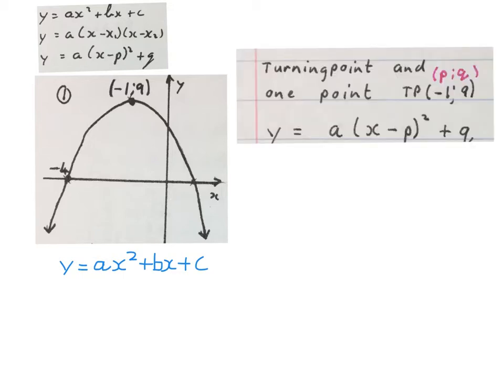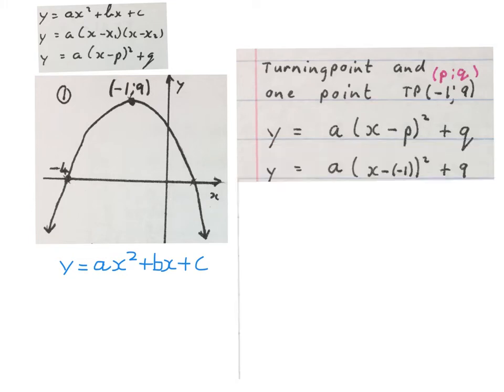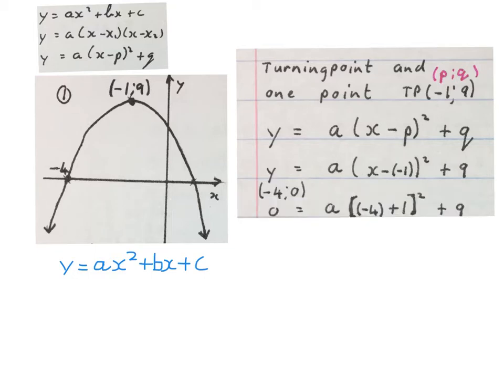If they give you a turning point and one other point, in this case the turning point and one other point, -4 and 0, we will go to this formula. We'll substitute the -1 in the place of P, so we write it in a bracket here, and we'll substitute the 9 in the place of the Q there. Then we have another coordinate here, -4 and 0. And we now substitute that in there, the x in the place of x and the y in the place of y. Then we only have one variable left. We will solve for a.